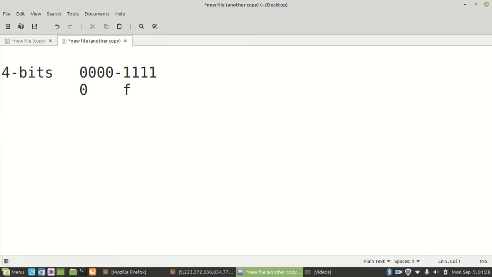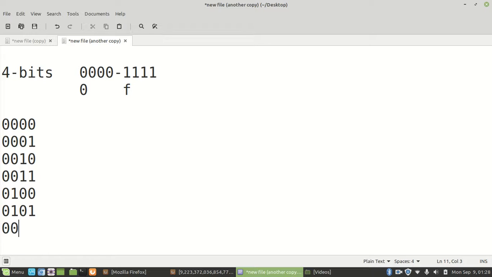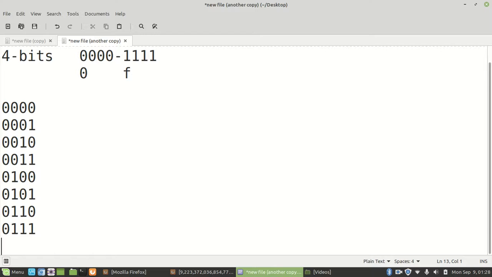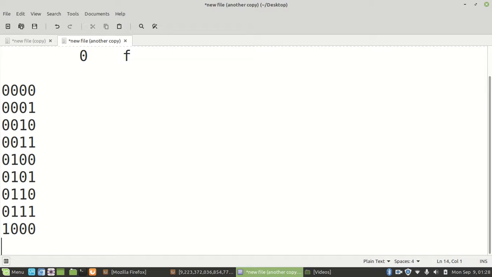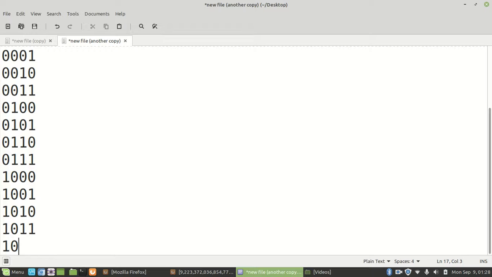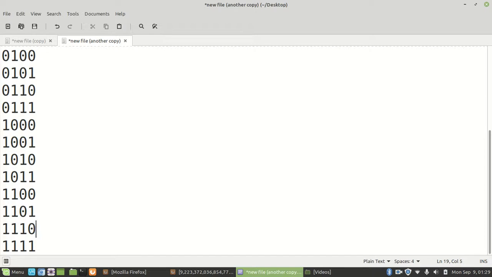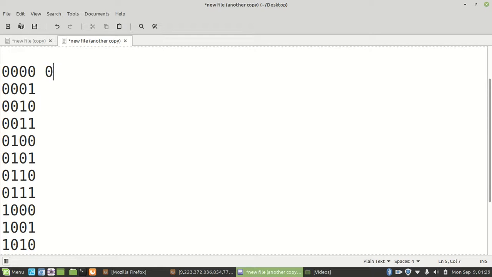And this is how you count in binary. It's really easy. I'll start by showing you the more complex way, and in hexadecimal, it's easier. Actually, you just do the decimal.